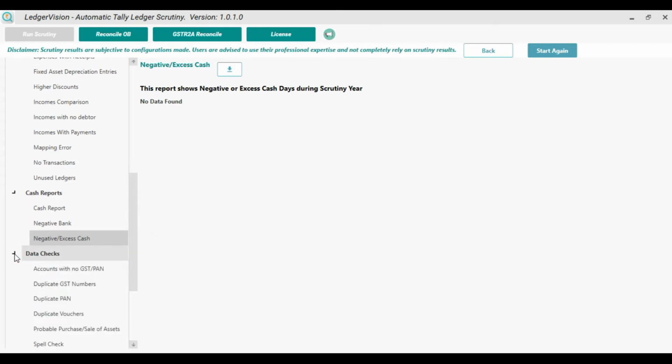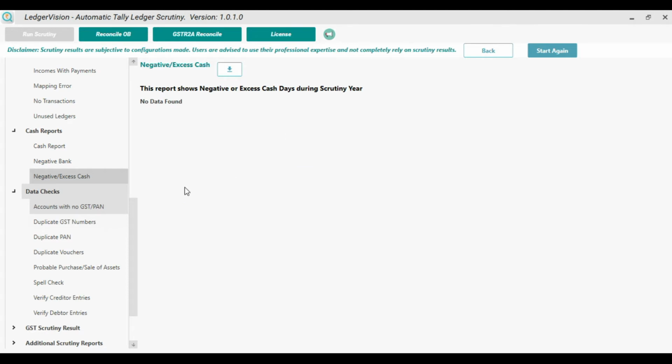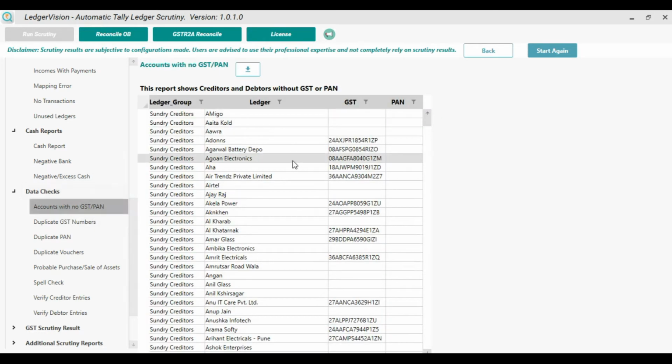Then there are some data check reports given, like this is the list of debtors and creditors where either GST or PAN is missing. So this is very important from point of view of GST audit. Without GST or PAN number, you cannot have two-way reconciliation. So this is very important.